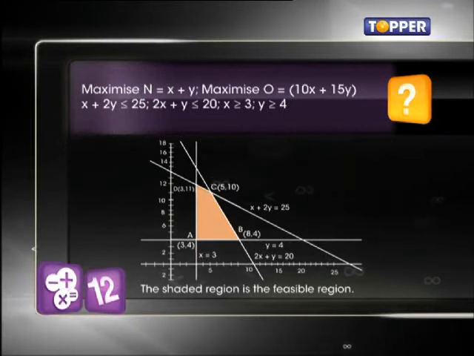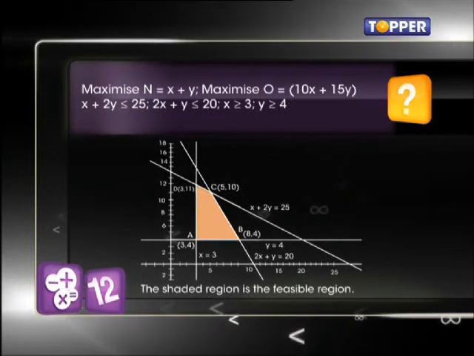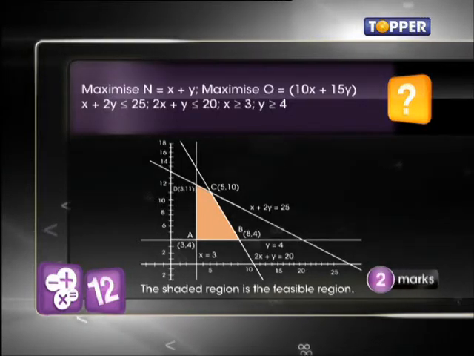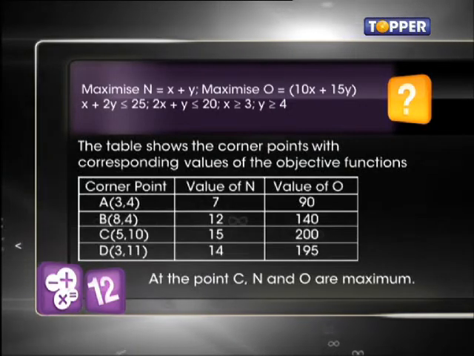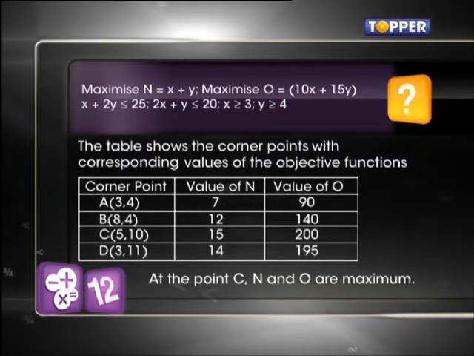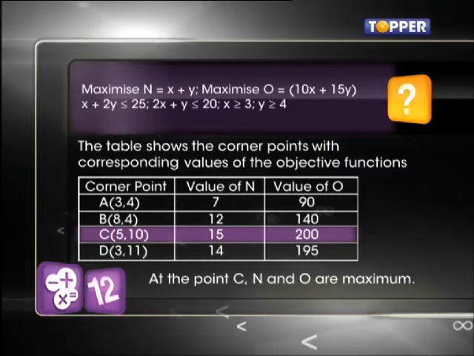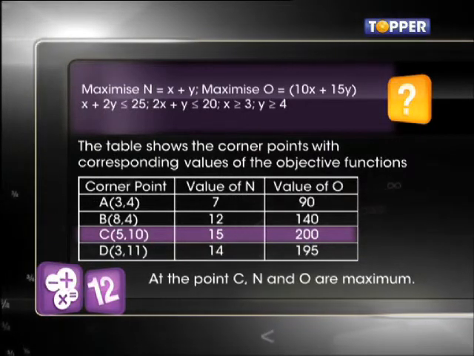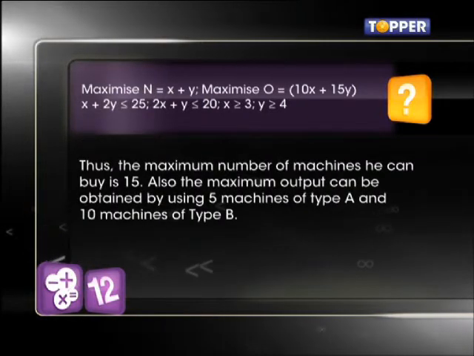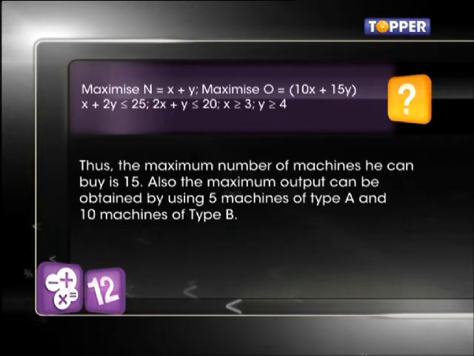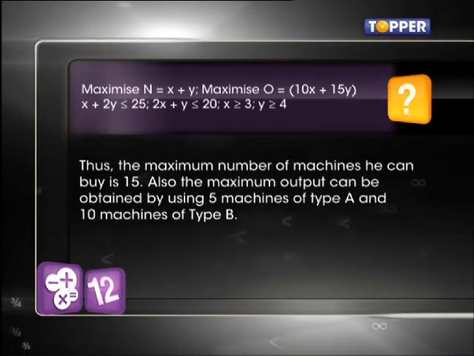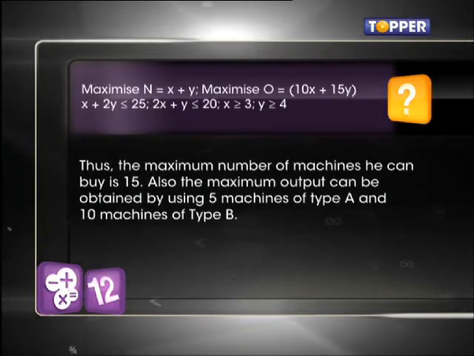By plotting all the constraints on the graph, we can shade out the feasible region. The table shows the corner points with corresponding values of the objective functions. At the point C, N and O are maximum. Thus, the maximum number of machines he can buy is 15. Also, the maximum output can be obtained by using 5 machines of Type A and 10 machines of Type B.